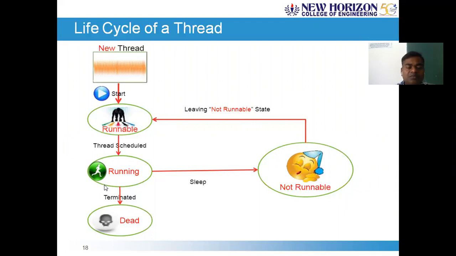So after that, once the thread completes its job, the thread will be terminated, and that state we call the dead state or end state. This is very important, probably a 6 marks question from your examination point of view. That is what we call the life cycle of a thread.